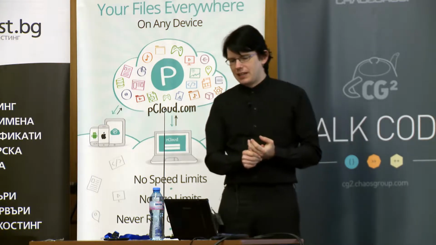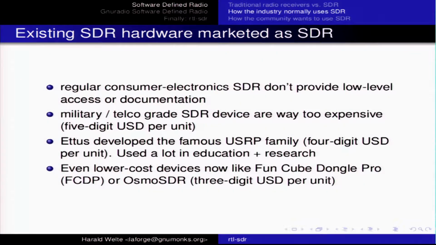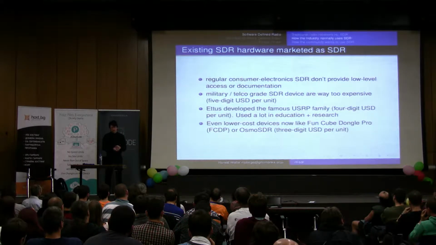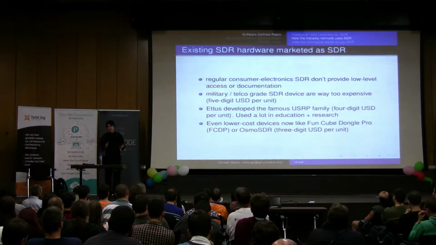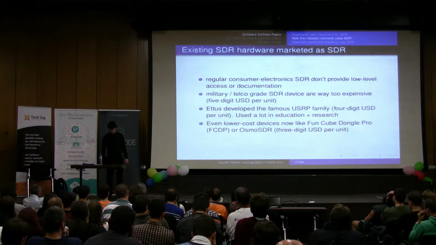Well, there is some hardware that is marketed as SDR that has existed for quite some time, for many years. The most commonly known device family for software-defined radio receivers that anyone could buy. Well, there's the military stuff, which is way too expensive for any normal person to afford. And then there's the USRP family of Ettus, which is a series of boards in the range of, let's say, $700 to $2,000, which is still a lot of money. But it's within reach of a lot of people.